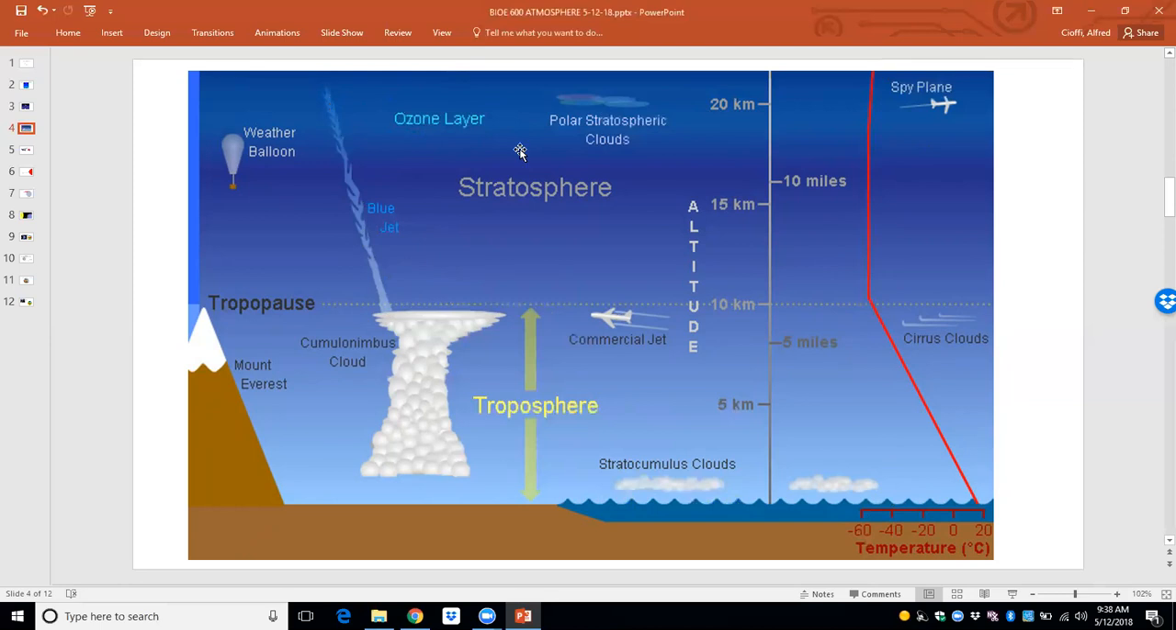Notice that the ozone layer, by the way, is up here. And what's the chemical composition of ozone, by the way? O3. Okay, so it's an extra oxygen that is unstable in the troposphere, because what's the normal composition of oxygen in the troposphere?